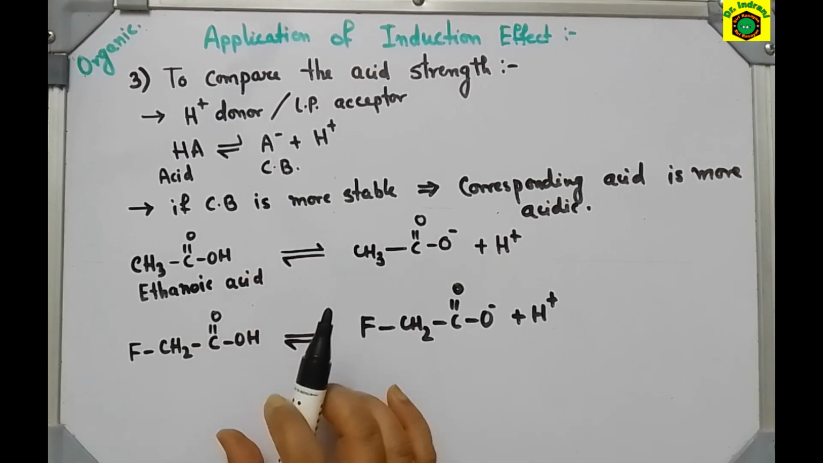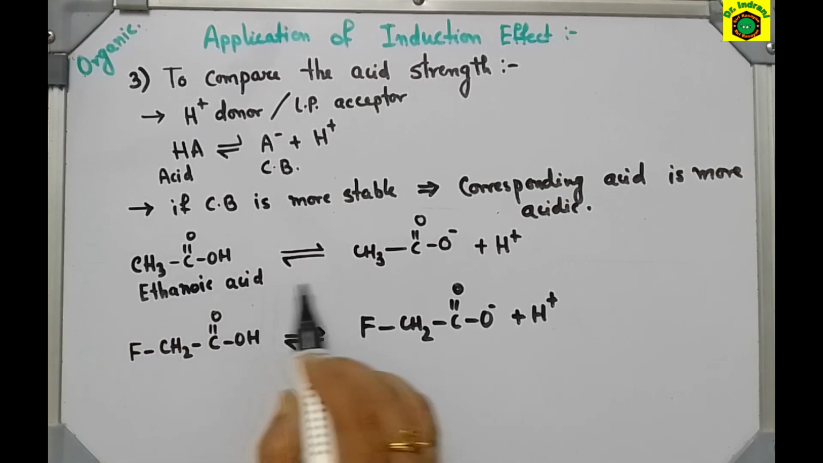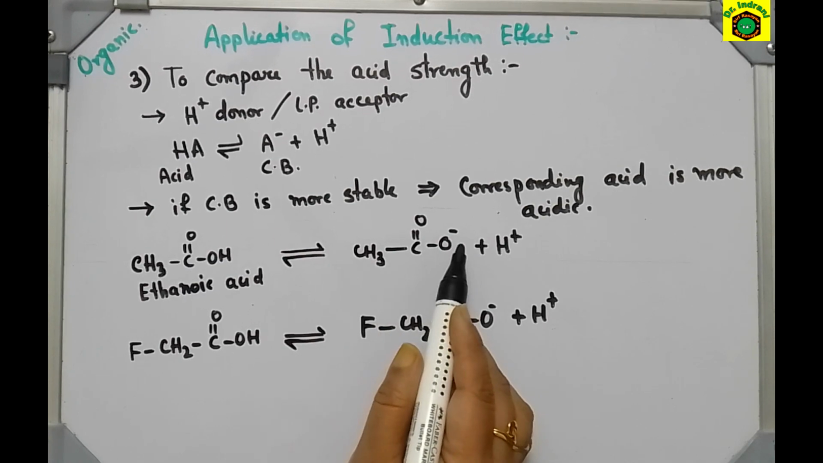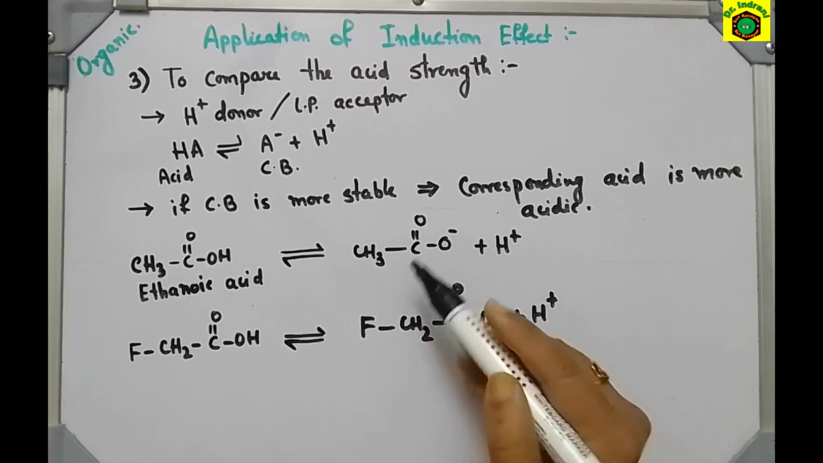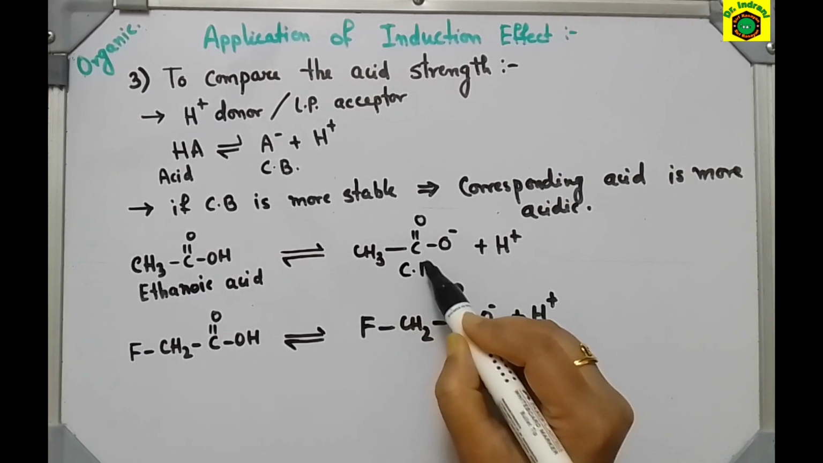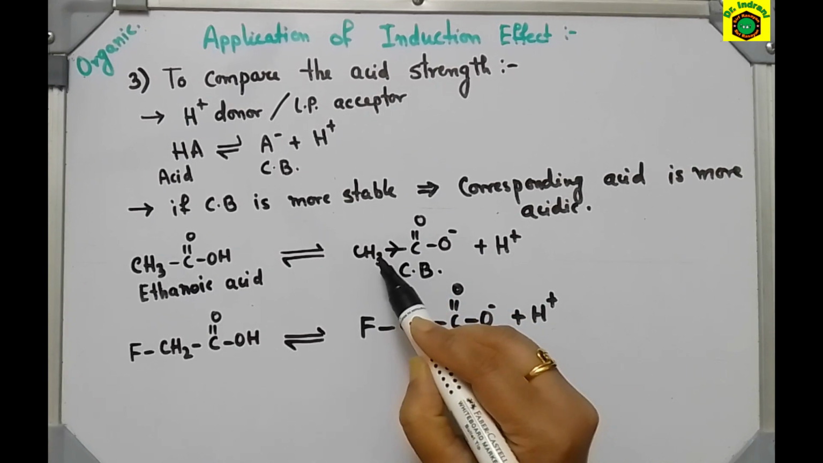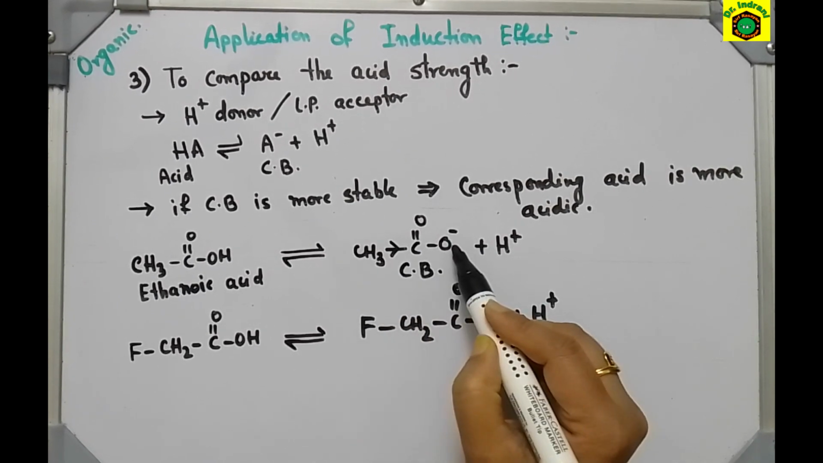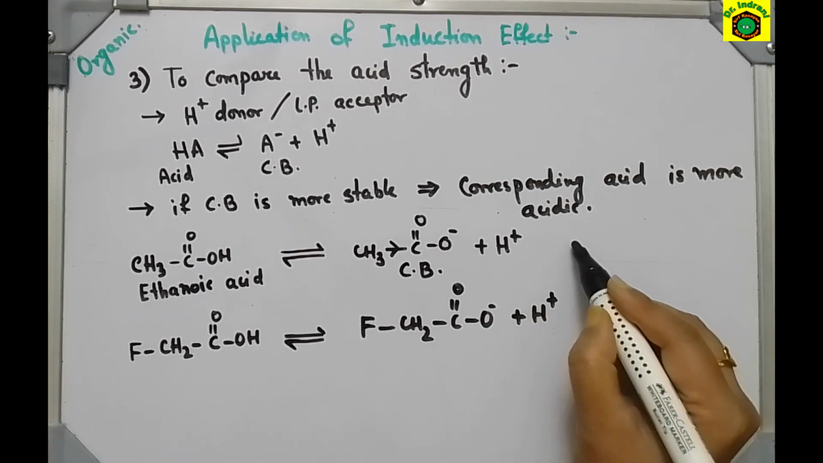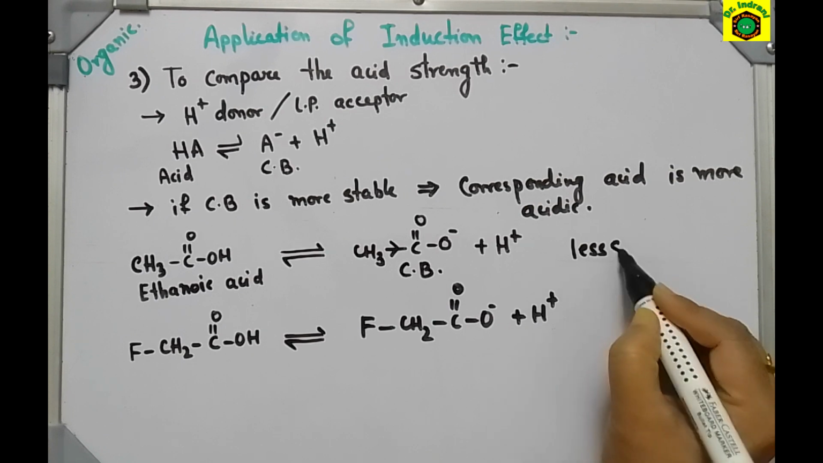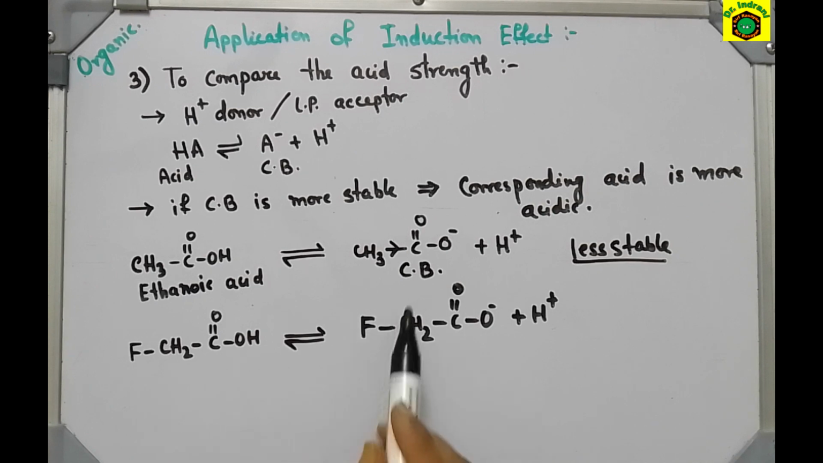Now see how to compare the acid strength between two acids. This is ethanoic acid. It dissociates to form this anion and H plus. You know neutral species are more stable, and this is the conjugate base of ethanoic acid. CH3 is having plus I effect. So what will happen? It will donate electron density. So here negative charge will increase. That means this species is less stable. Here I am writing, this conjugate base is less stable if you compare the stability between this and this.